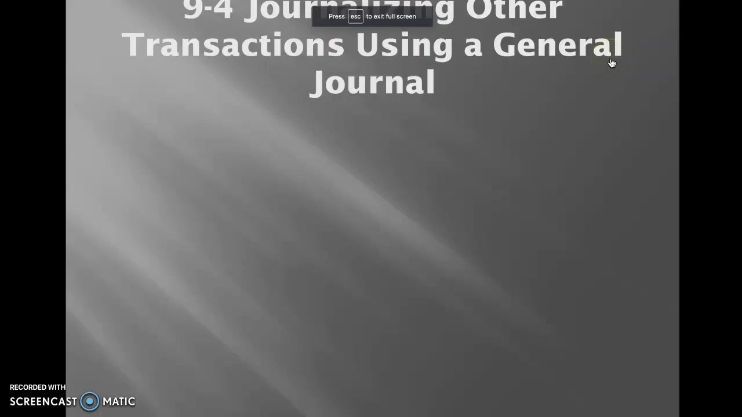All right, so 9.4 is looking at everything else we have to journalize, and these things will go in our general journal, which means in general that they are going to be 2 lines.